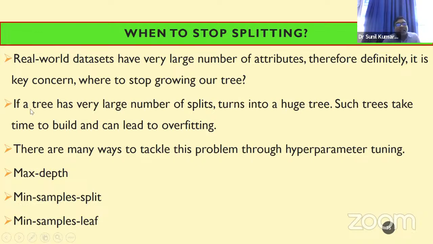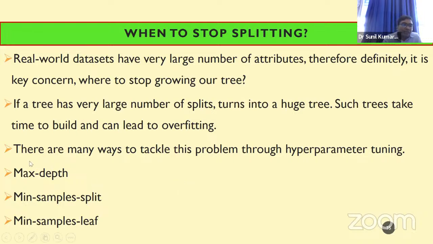If a tree has a very large number of splits and turns into a huge tree, such a tree takes time to build and can lead to overfitting. There are many ways to tackle this problem through hyperparameter tuning. The stopping criteria is one of the hyperparameters of the model.